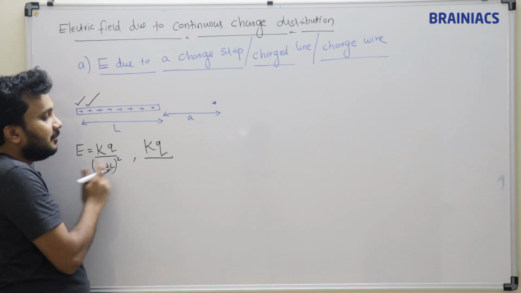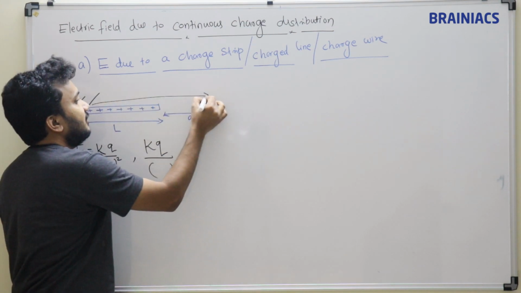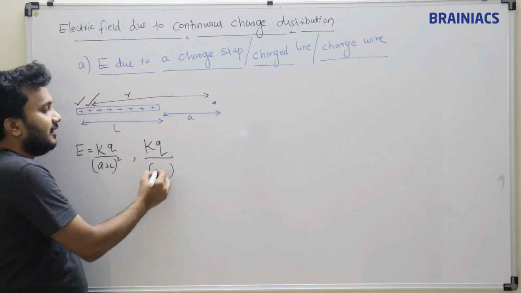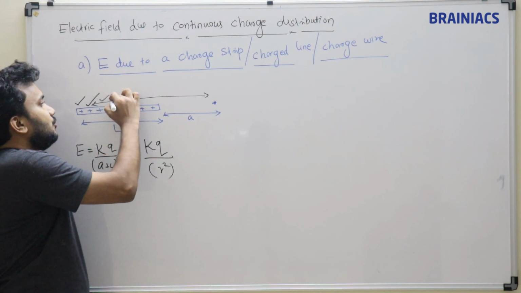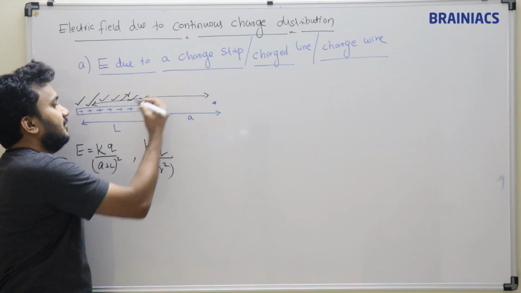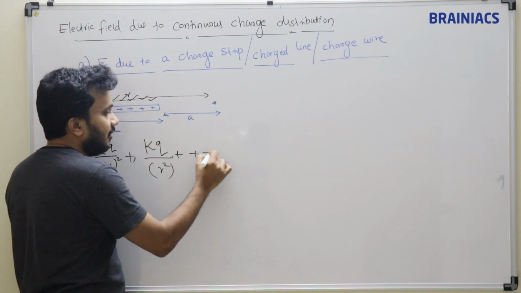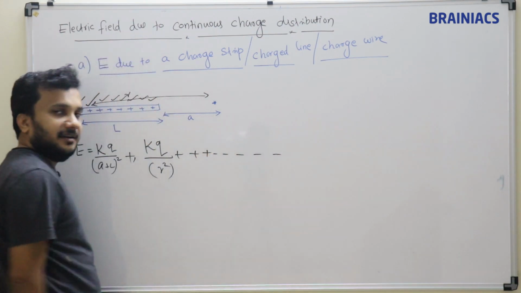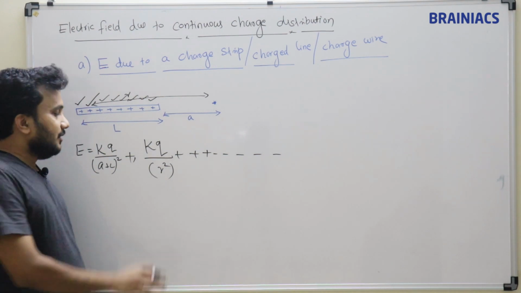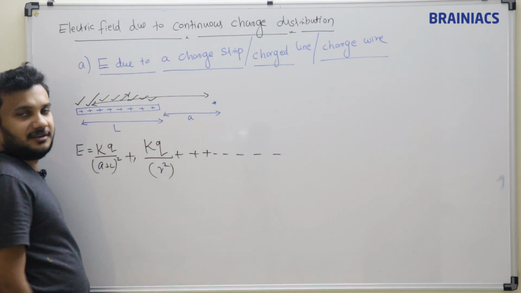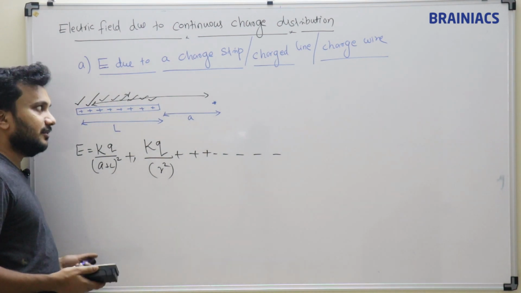So in short, suppose the distance from here to here I'm measuring as R, then I will say R square, like this. So I have another charge, and I have a lot of charges here. If I keep on writing this equation and keep on adding all these electric fields, it will never end. If I do this the whole day also, I cannot calculate the total electric field, it's not possible. So what will we do in this case?